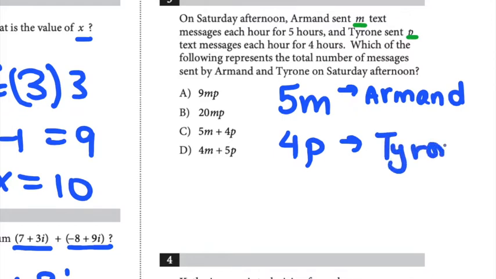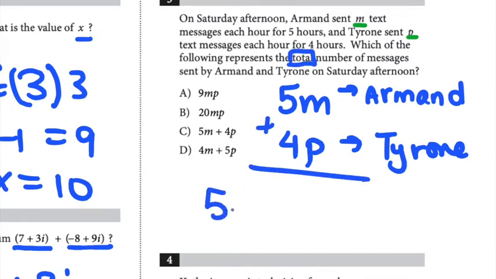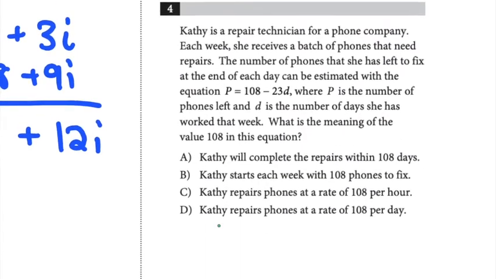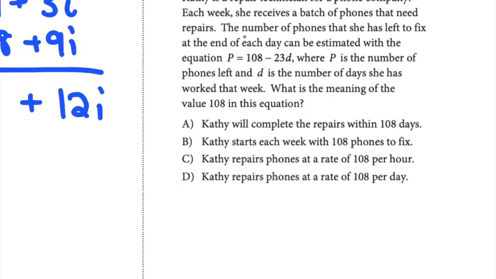So basically they're asking for the total number, and we can calculate the total by adding these. So we have 5M plus 4P as our answer here, and this is represented by answer choice C. Oops, let me get my color back. Yeah, answer choice C.